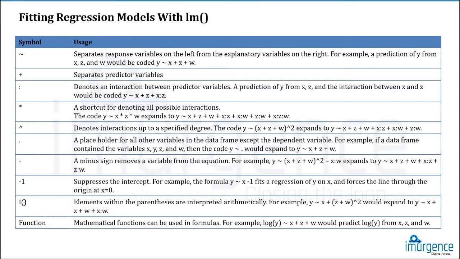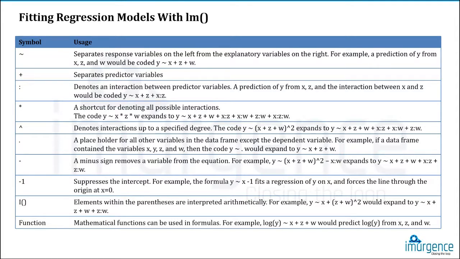The plus sign indicates that if you have to use more than two variables as independent variables, you have to separate them with the plus sign. That's how R will understand that these are part of the model. The colon sign denotes an interaction between predictor variables. So if you have multiple predictor variables and you want to say that there exists an interaction between variables, for example, on your screen you can say y tilde x plus z plus x colon z. That indicates that there is some interaction effect between x and z and you want that to be part of your model. The asterisk sign is a shortcut for denoting all possible interactions.